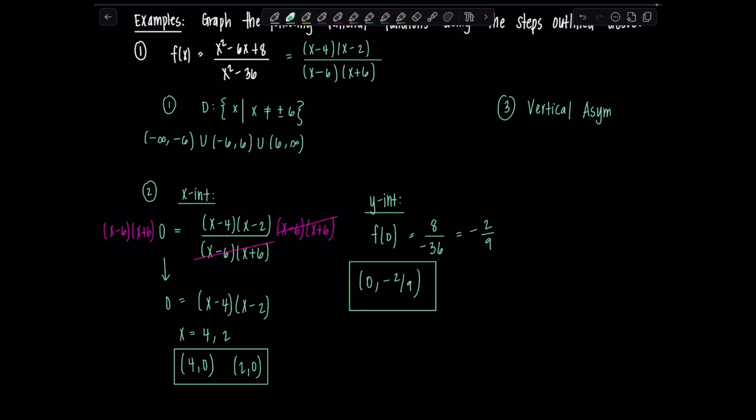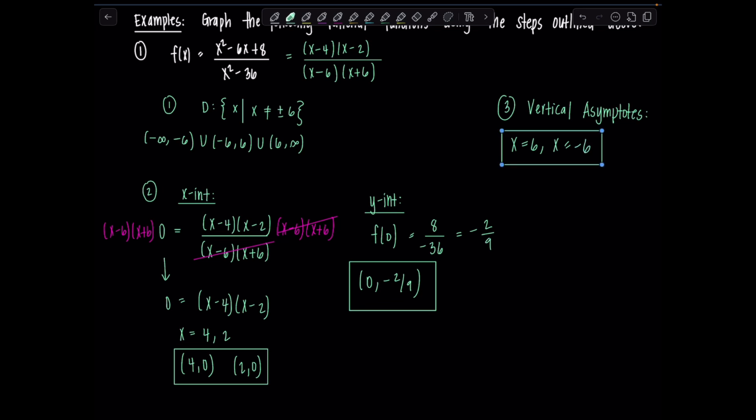Everything's already in lowest terms because nothing canceled out. So the equations of my vertical asymptotes come from where the denominator is 0. It's precisely the domain restriction, actually. So the vertical asymptotes are at x equals 6 and x equals negative 6.